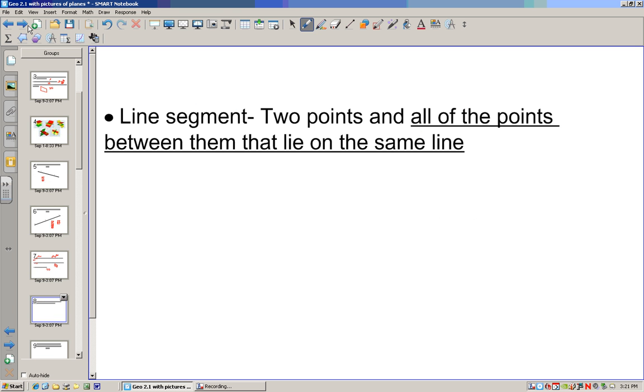A line segment is two points and all of the points between them. So imagine all of the points that lie between them.